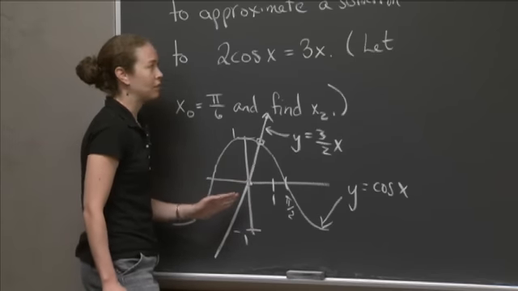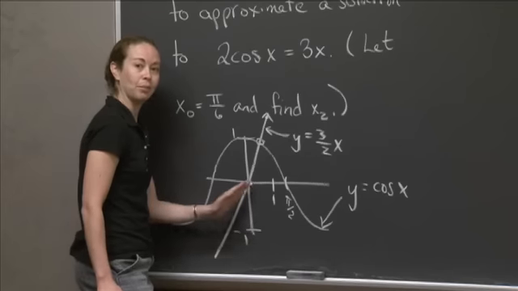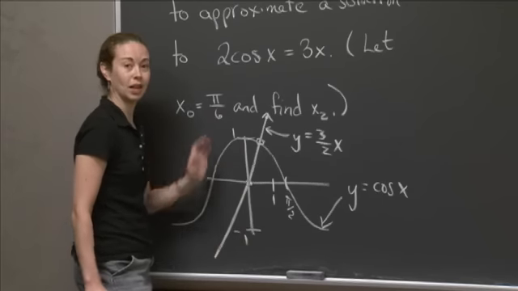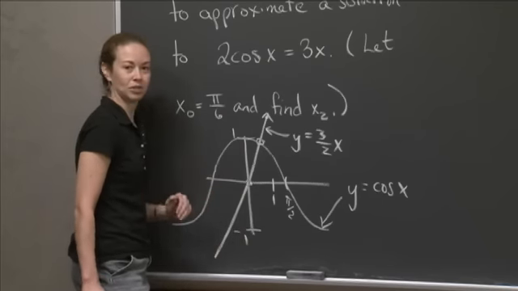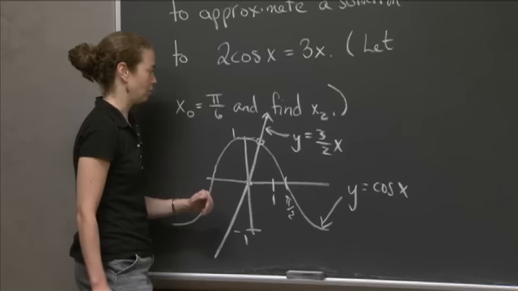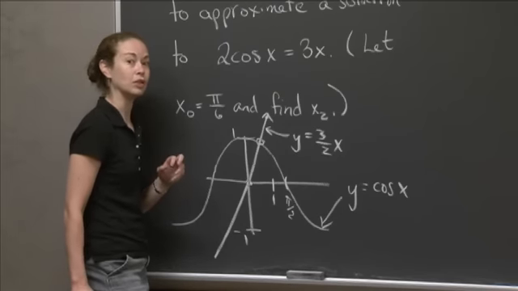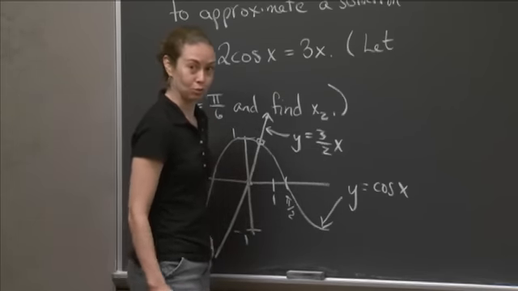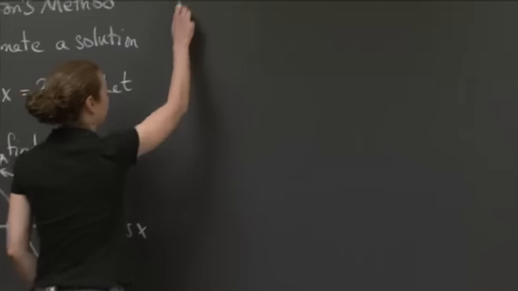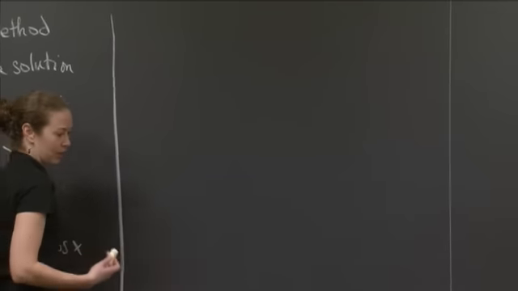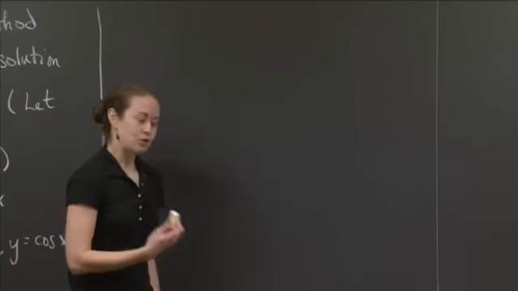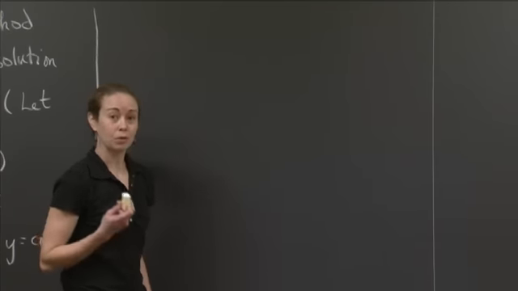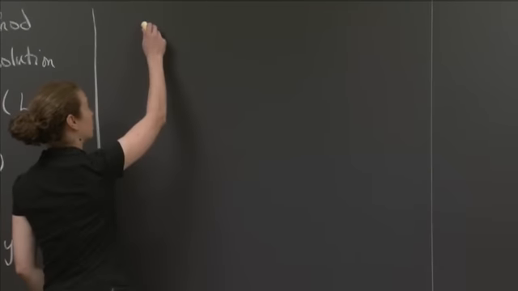And then from there, you could even try some other values like pi over 3 and pi over 4, put those in and see how they compared. But at least we know x is between 0 and 1, and pi over 6 is certainly in that region. So that's a good first starting point. Now I'm going to come over here and start to do some work. If we want to solve the equation 2 cosine x equals 3x, what we're really doing is looking for zeros of this function.